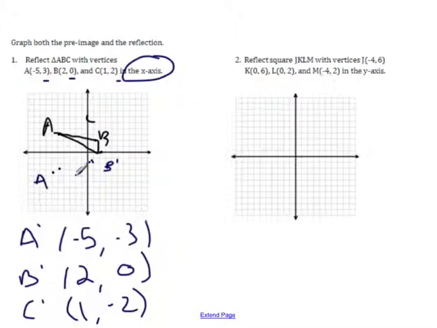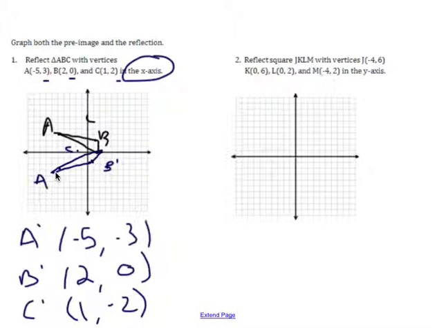So this right there is C prime. So now if we're connecting all of those, we're going here, here, here. Wow, that was horrible. Let's try that again. So we went here to here to here. So if you notice, it looks like we took that triangle and we flipped it over the x-axis.